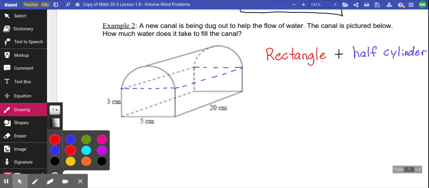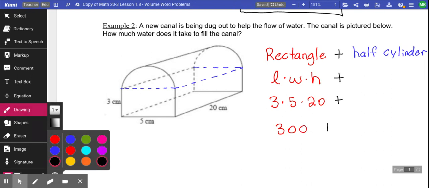The formula for that rectangular prism is length times width times height. So it's 3 times 5 times 20. If you throw that in your calculator, the rectangle is 300, and that would be centimeters cubed, but we're just going to say 300 for now. The cylinder is going to be the harder part.